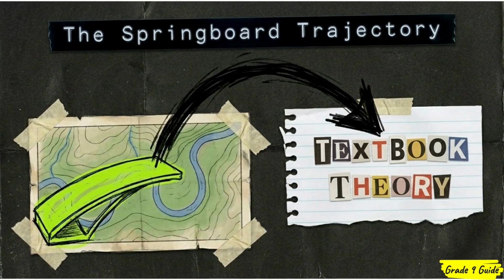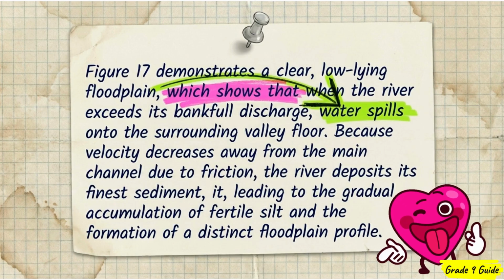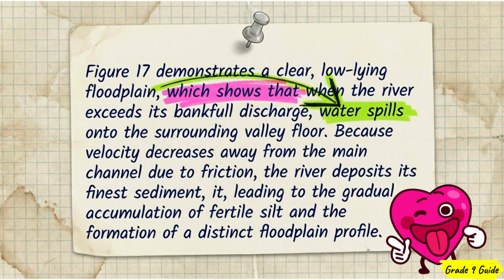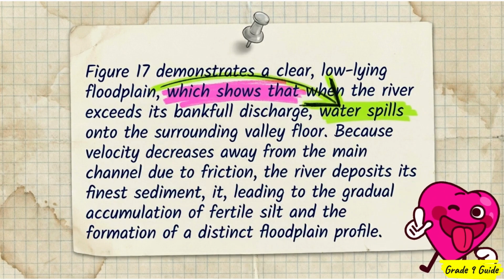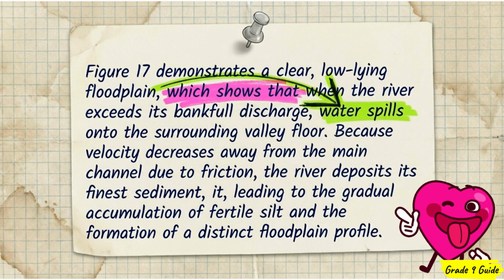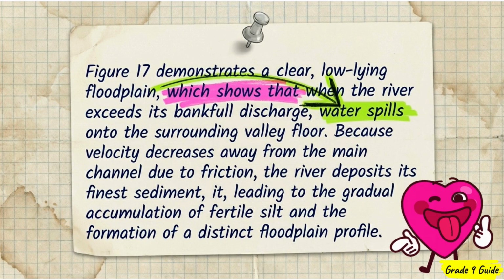A grade 7 student uses the figure as a springboard, not as a destination. They pick one visual observation and immediately vault into textbook knowledge to explain why that feature exists. Watch this on the exact 2024 question. Figure 17 demonstrates a clear, low-lying floodplain, which shows that when the river exceeds its bankful discharge, water spills onto the surrounding valley floor. Because velocity decreases away from the main channel due to friction, the river deposits its finest sediment, leading to the gradual accumulation of fertile silt and the formation of a distinct floodplain profile.